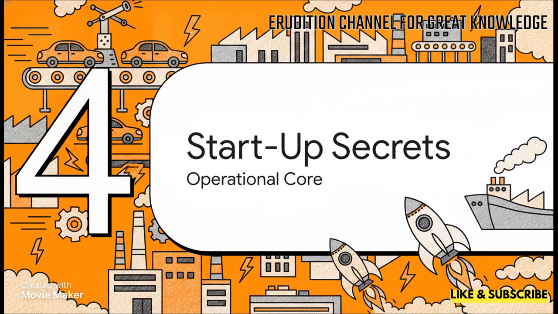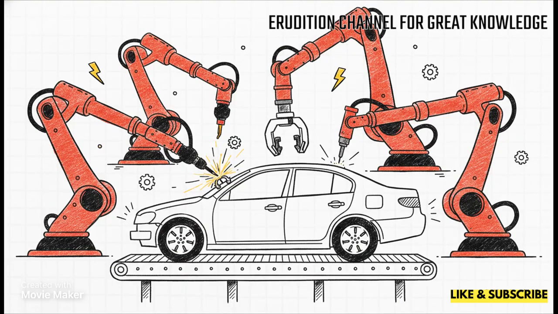Let's jump into Part 4, Startup Success Secrets. While typical auto factory robots usually just do one single repetitive job, Tesla's approach is wildly different. Their manufacturing process is highly automated, using these massive 8 to 10 foot tall red robots. Each one has this multi-jointed arm and is actually programmed to perform up to 4 complex tasks: welding, riveting, bonding, and installing components. Picture this.